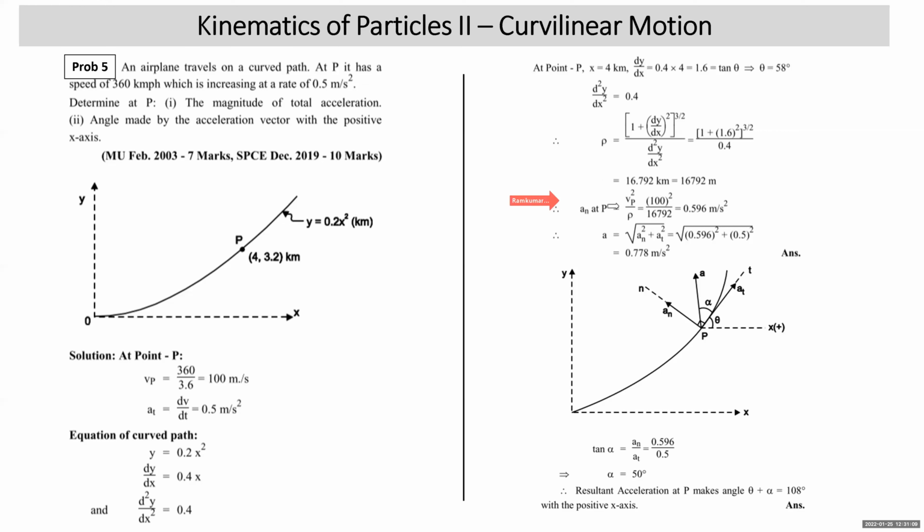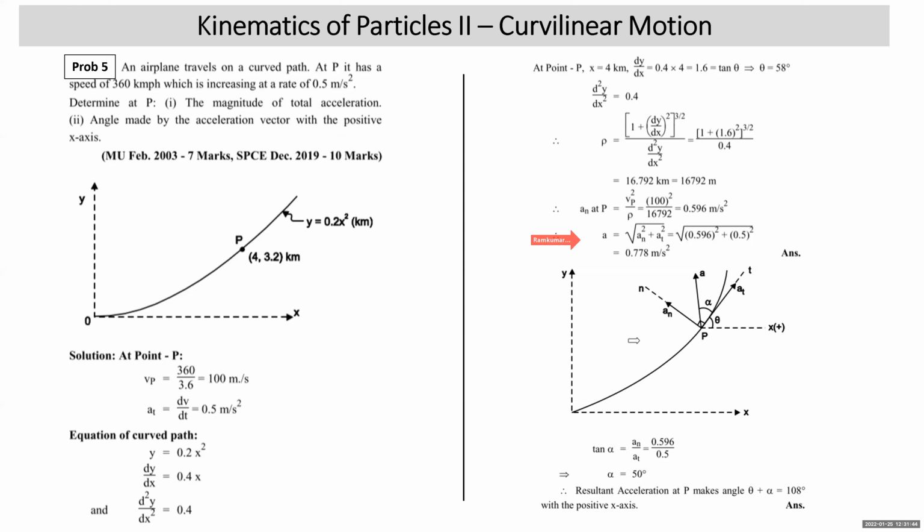Now normal acceleration at point P will be v square upon rho. Velocity is known to me at point P, 100. Radius of curvature I have found at point P, 16792. So I got normal acceleration. You have to find total, resultant acceleration. So resultant acceleration will be square root of An square plus At square. Substitute the value of An and At, you get the resultant acceleration. But the problem does not get over here. He is also asking one more unknown. What is he asking? The angle made by the acceleration vector with the positive axis. He wants you to find the angle made by the resultant acceleration with the x-axis.